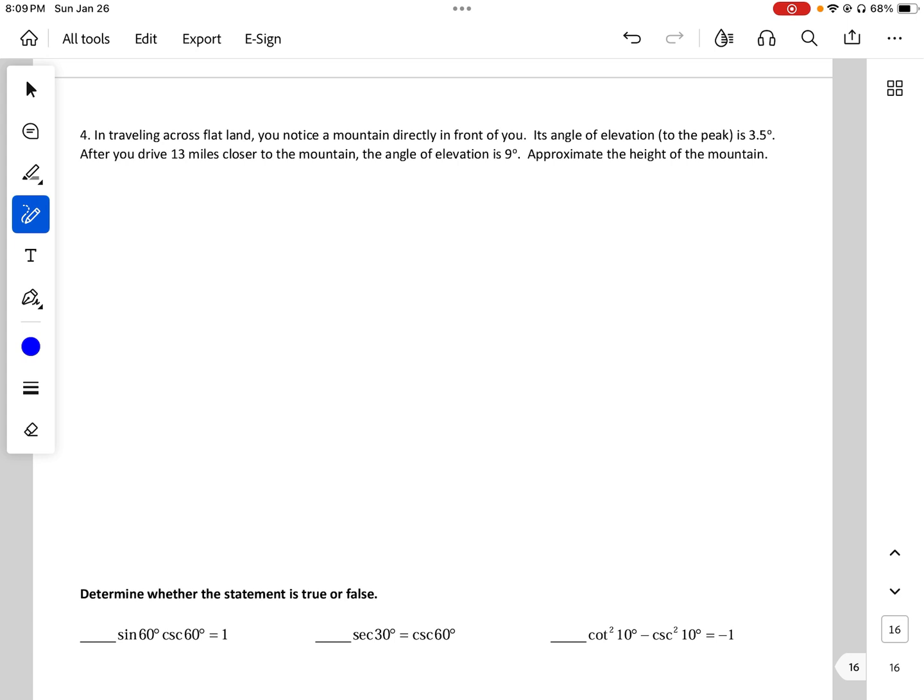In traveling across flat land, you notice a mountain directly in front of you. Its angle of elevation to the peak is 3.5 degrees. After you drive 13 miles closer to the mountain, the angle of elevation is 9 degrees. Approximate the height of the mountain. Okay, so you're traveling, so this is you, across flat land. Angle of elevation to the peak. Okay, so it's like this.